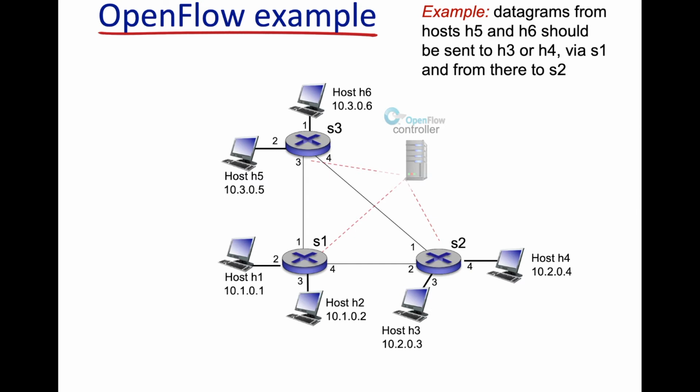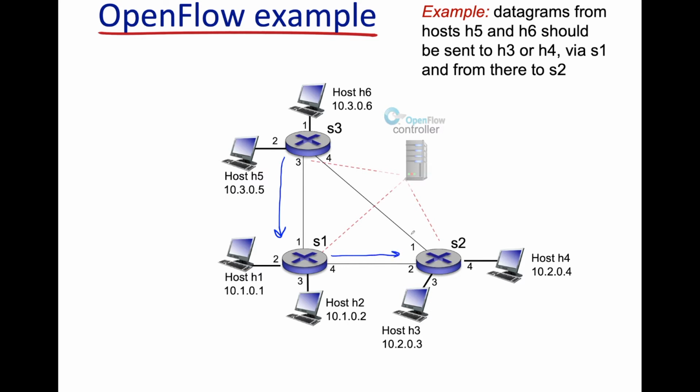In this example, we have datagrams originating at host H6 and H5. They're attached to router S3. And we have host H3 and H4 attached to router S2. And so in this case, we want to shape the data. We want to cause the packets originated at host H6 and H5 to take a specific path through the network. And we can do that with our match action rules through OpenFlow. And we want that pathway to come down here to router S1 and then across here to router S2.